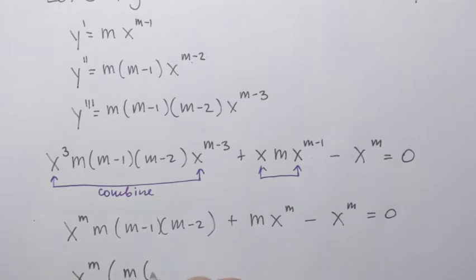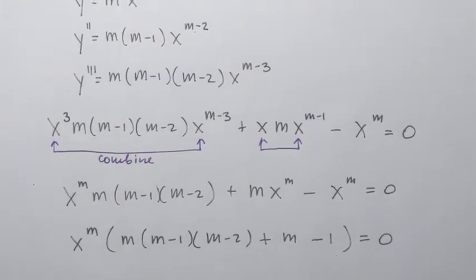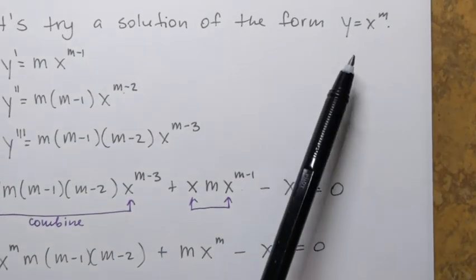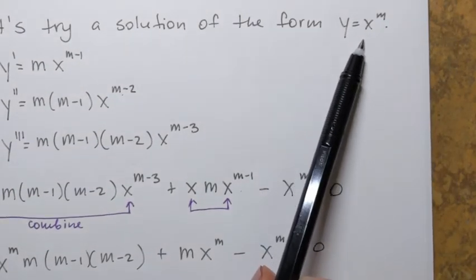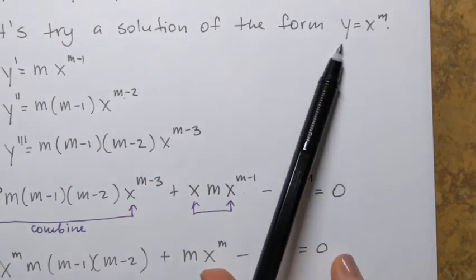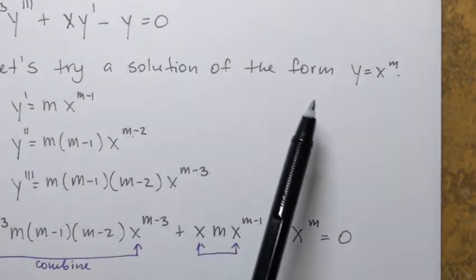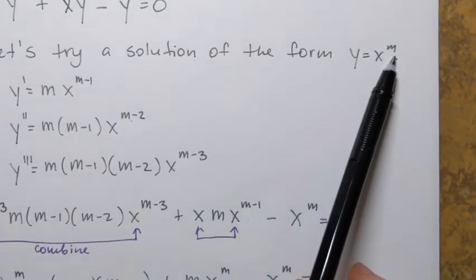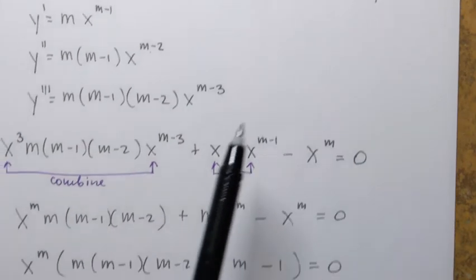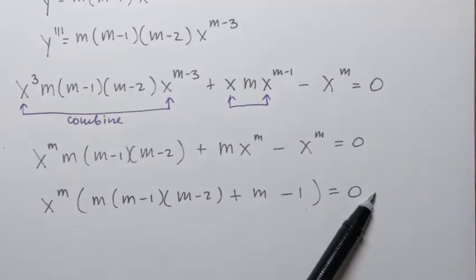And I'll have m times (m minus 1) times (m minus 2) plus (m minus 1). That's the second factor. Now the way I look at it is this solution that I assumed, y equals x to the power m, is going to be the solution to the given differential equation with such powers, or with such values of m, that satisfy this equation.